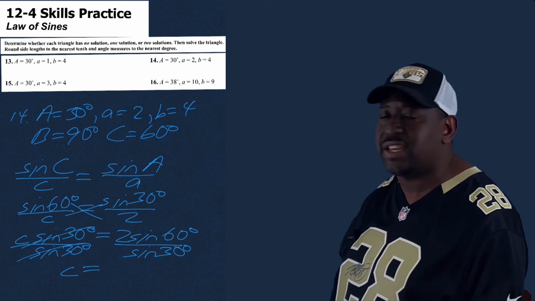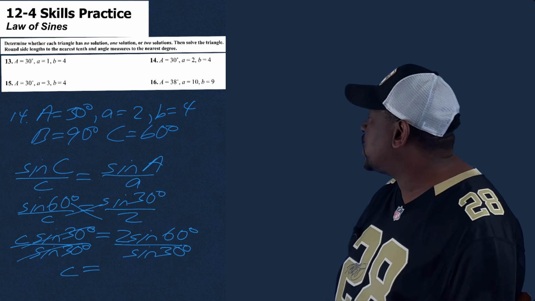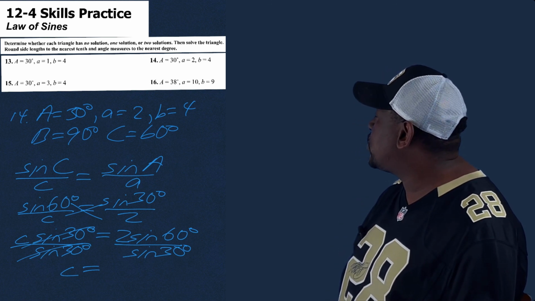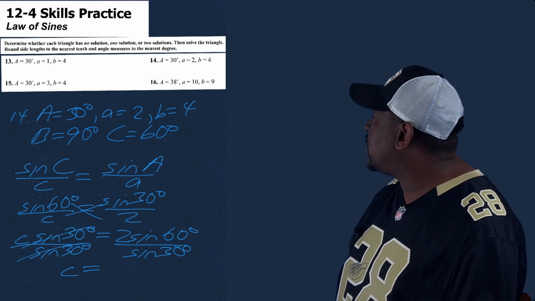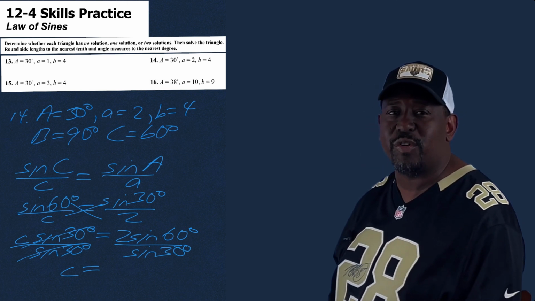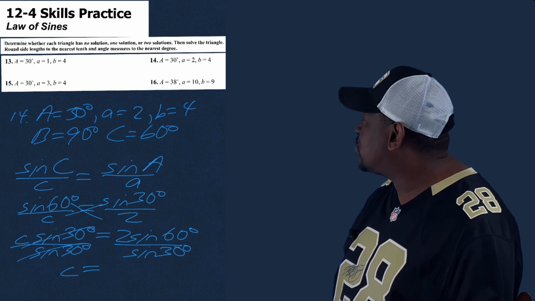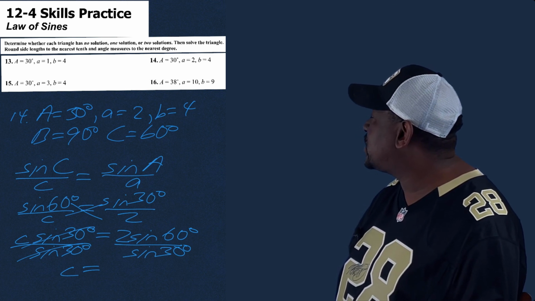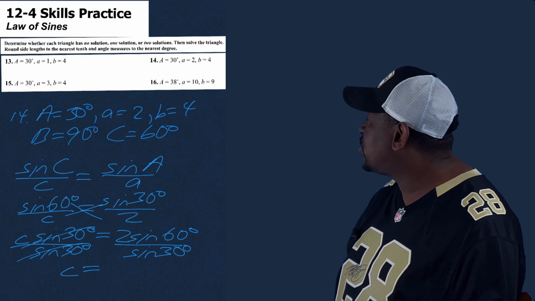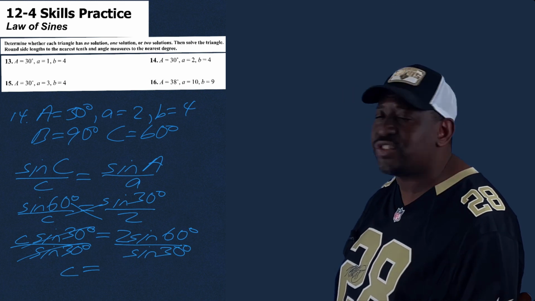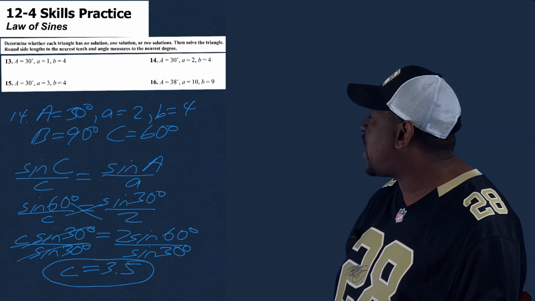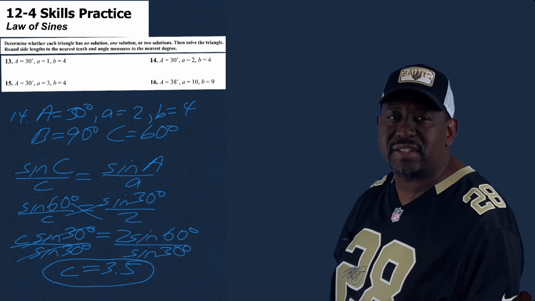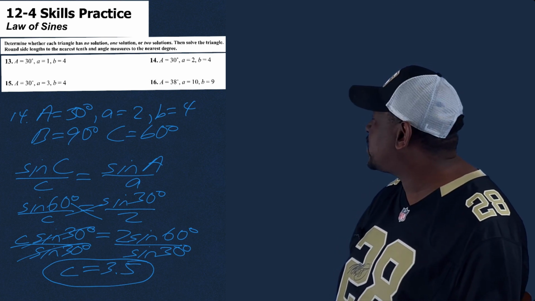We round that to the nearest tenth. Get your calculators out and plug it in, and we will get a value. Y'all should be doing it as the NOLA Mathman is calculating it, and so we will get a value of 3.5 for the length of side C. And so that is our answer.